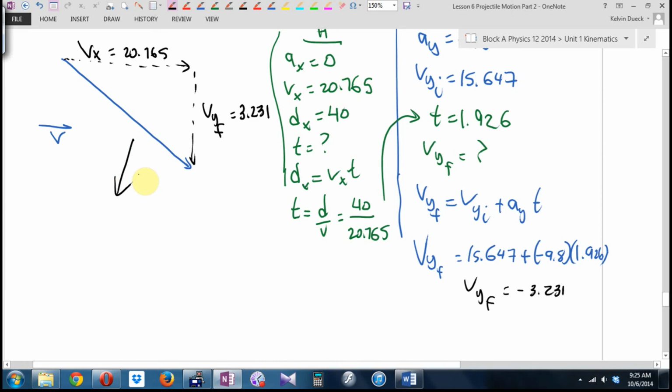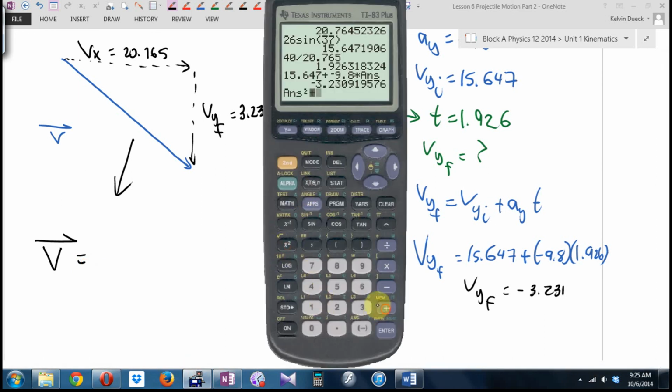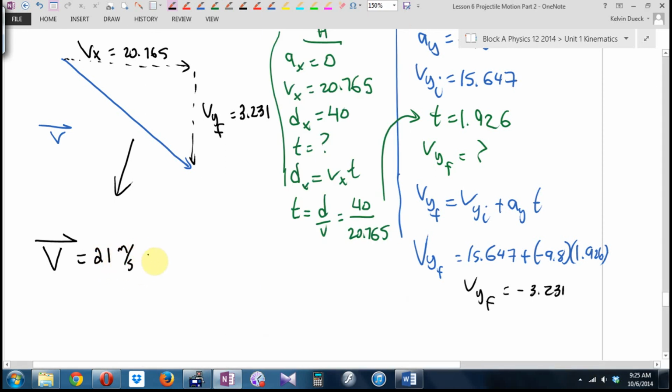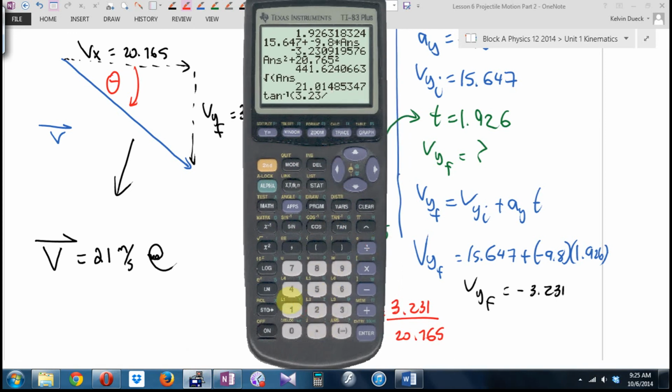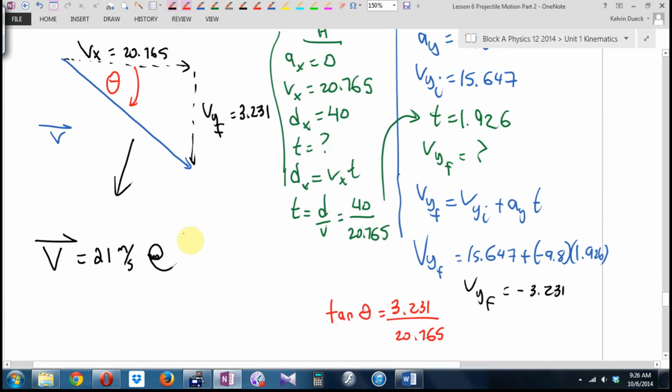Pythagoras and trig. V is going to be that number squared plus 20.765 squared, square root, equals 21 meters per second at tan theta equals opposite over adjacent. Opposite 3.231 over 20.765, and lo and behold, 8.8 degrees. This time above the horizontal or below the horizontal?